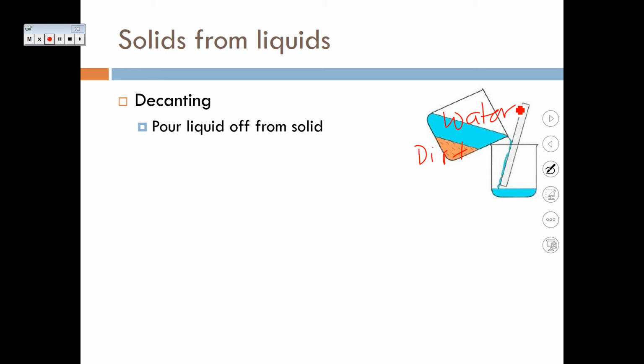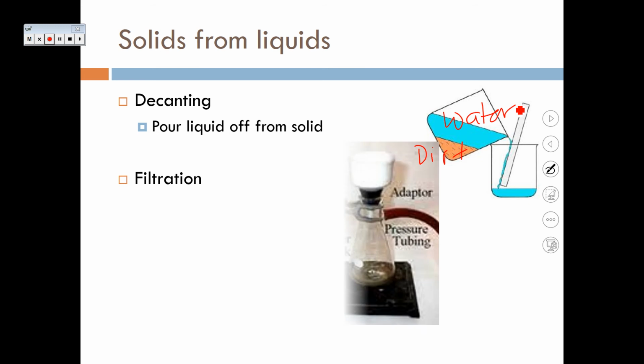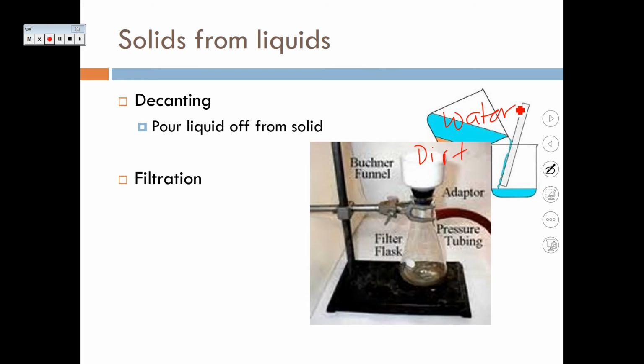Decanting uses a stirring rod to pour the mixture down the stirring rod, and only the liquid will basically be pulled off the top and the solid will stay in the container on the bottom. So decanting is a very simple way to separate a solid from a liquid. Filtration is another way to separate a solid from a liquid.